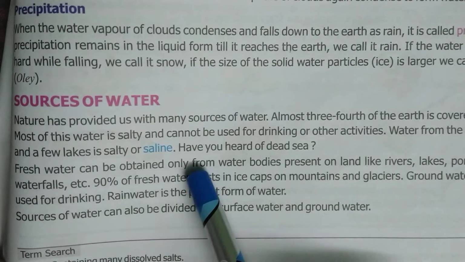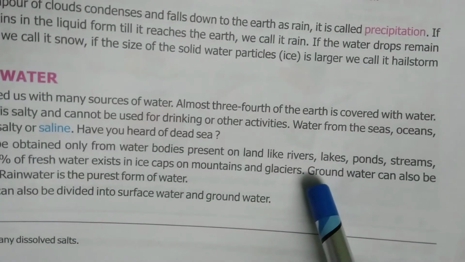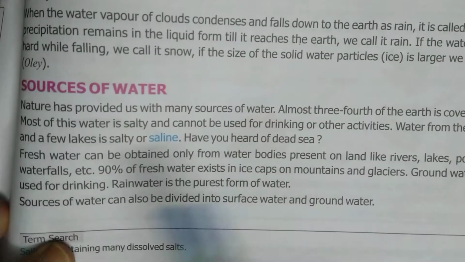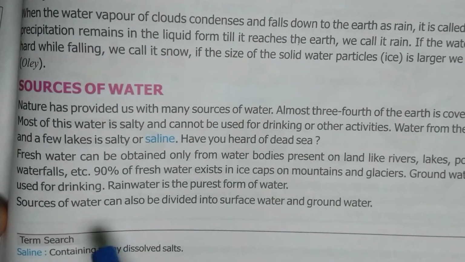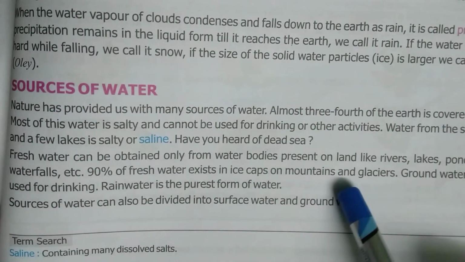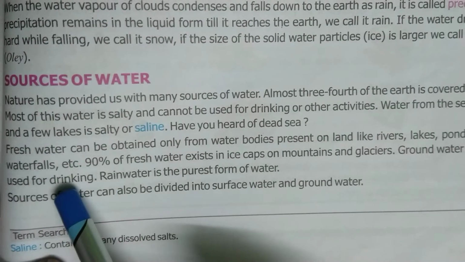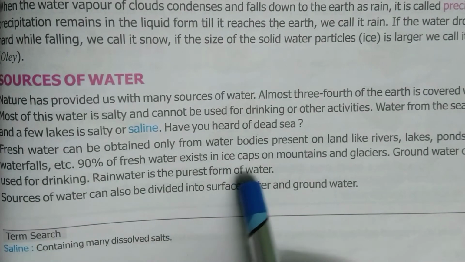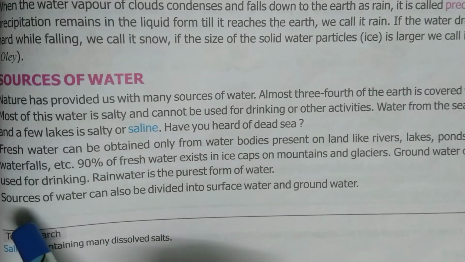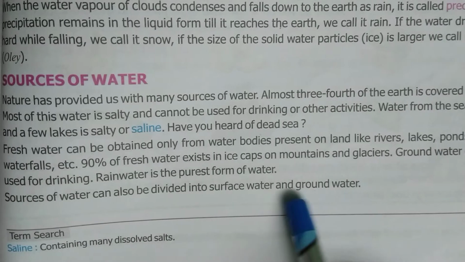Fresh water can be obtained only from water bodies present on land like rivers, lakes, ponds, streams, waterfalls, etc. 90% of fresh water exists in ice caps on mountains and glaciers. Groundwater can also be used for drinking. Rainwater is the purest form of water. Sources of water can also be divided into surface water and groundwater.